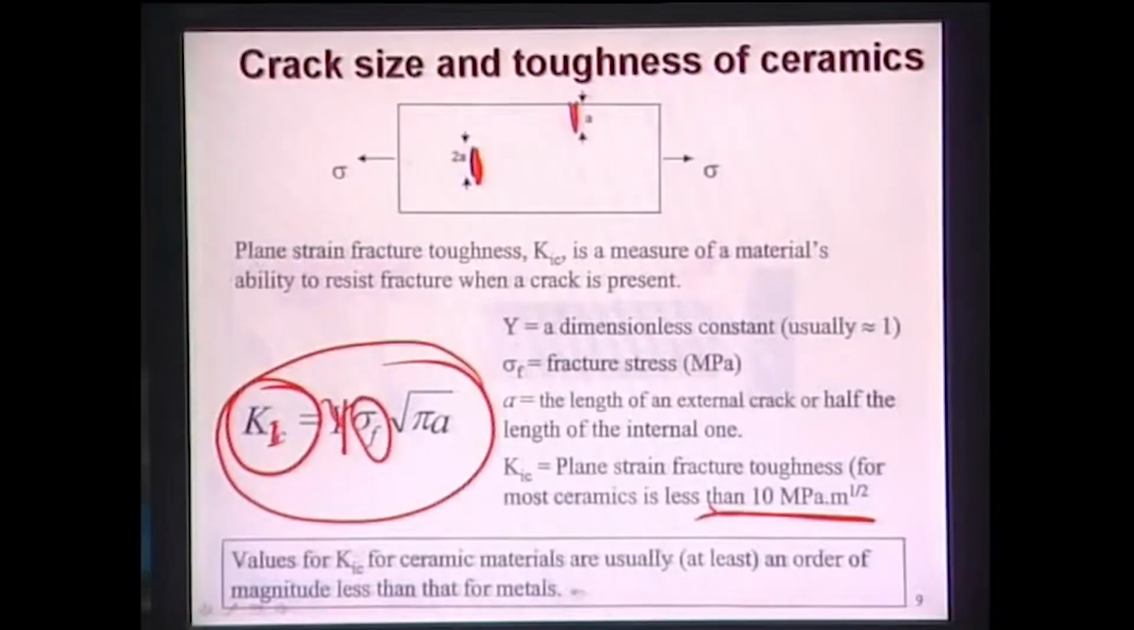Now, the question is, what does Y signify? Y is a constant which depends on the mode of loading, like how you are loading, whether it is a uniaxial tension, whether it is a biaxial tension, and so on. At the same time, Y depends on the orientation of the crack, whether the crack is oriented at an angle to the loading axis, whether the crack is oriented transverse to the loading axis. All those things will contribute to the value of Y.